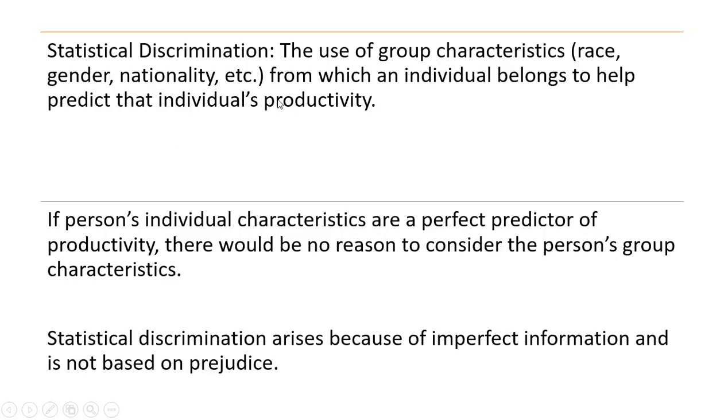So here's our definition: the use of group characteristics to which an individual belongs to help predict that individual's productivity. If a person's individual characteristics are a perfect predictor of productivity, there'd be no reason to consider the person's group characteristics. Statistical discrimination arises because of imperfect information and is not based on personal prejudice.